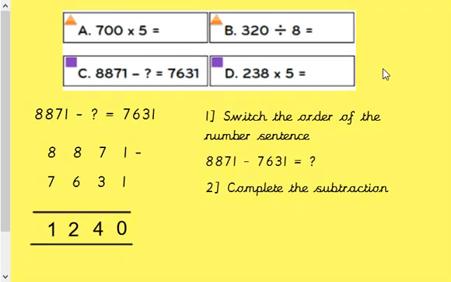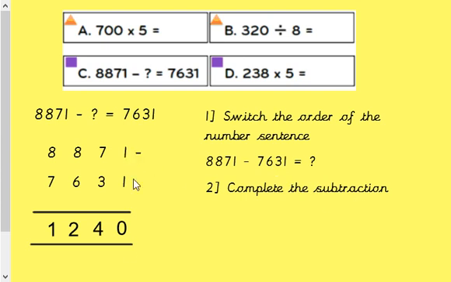And finally this morning, we've got one of those nasty little questions where we have 8,871 take away question or the mystery number, and that leaves us with 7,631. If you remember, we had a similar sort of question yesterday. We said that really it doesn't matter which of these 2 numbers goes before the equal sign. So what we could do is switch it out. We could move the question mark over this side of the equal sign, and we could move the known number into this part, and then that makes our life a lot easier, because then we can just complete it as a straightforward subtraction.